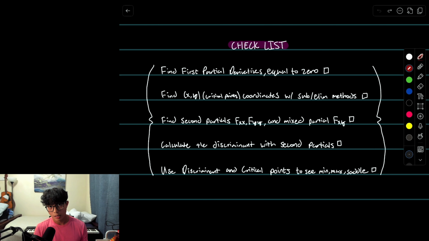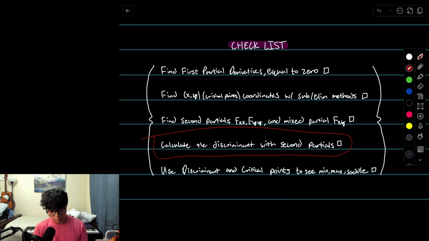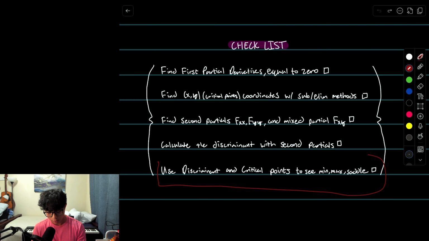It just goes over the steps on how to solve a problem when it comes to using the second derivative test. So again, we find our first partial derivatives, set them to 0. We'll find our critical points using methods I'll show. We then find the second partial derivatives. We calculate the discriminant with the formula I gave, and then we use the discriminant and the critical points to see whether we have a minimum, maximum, or a saddle point.